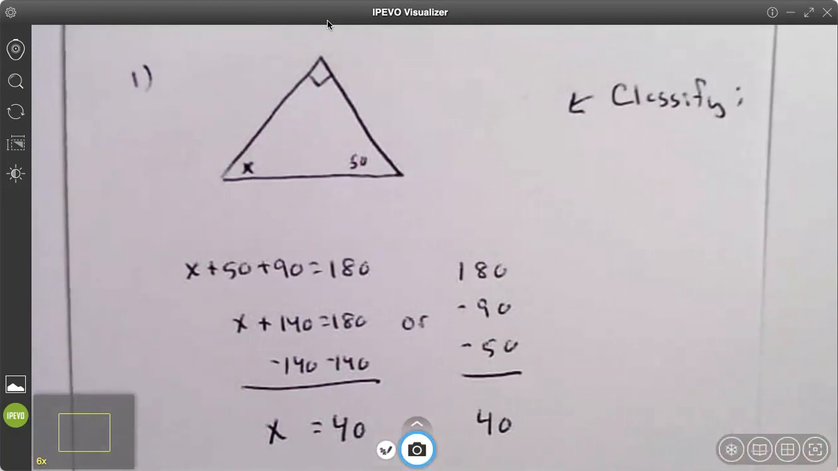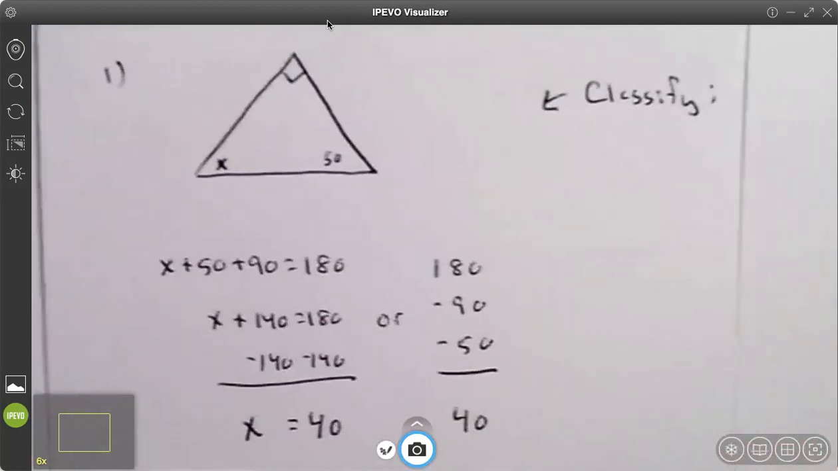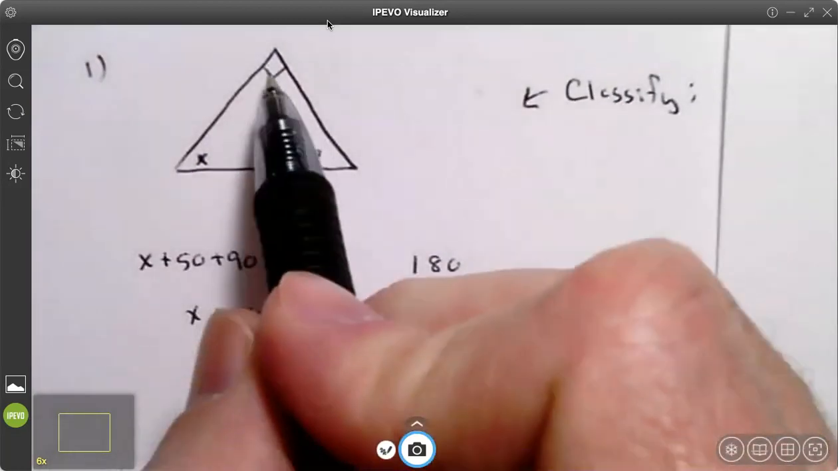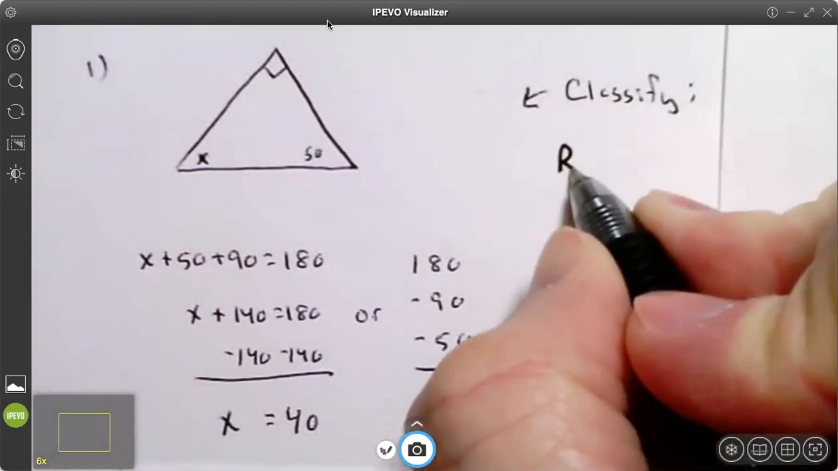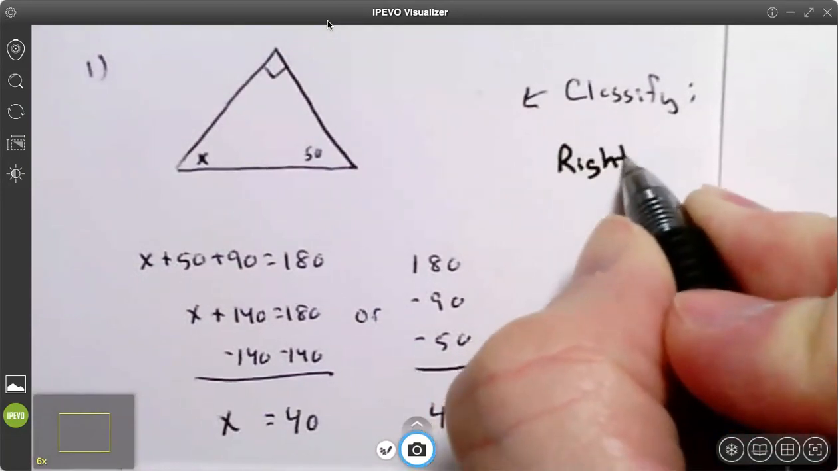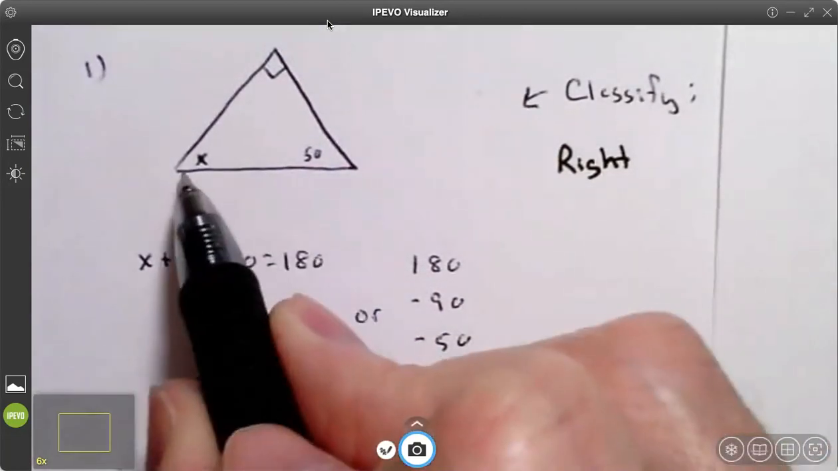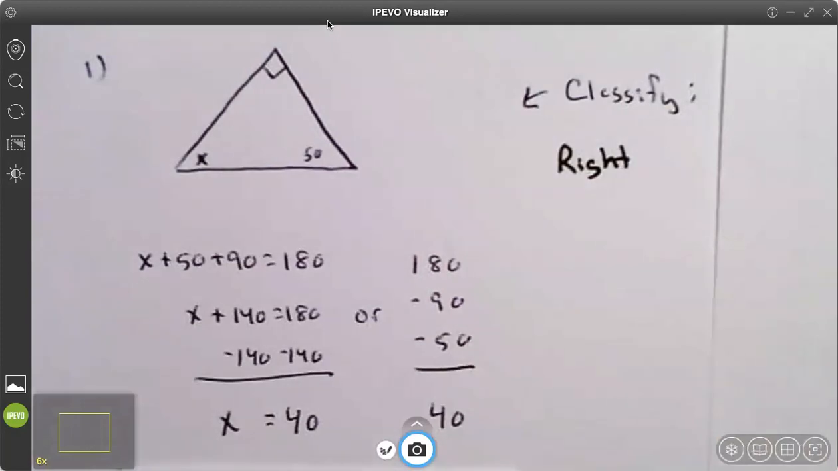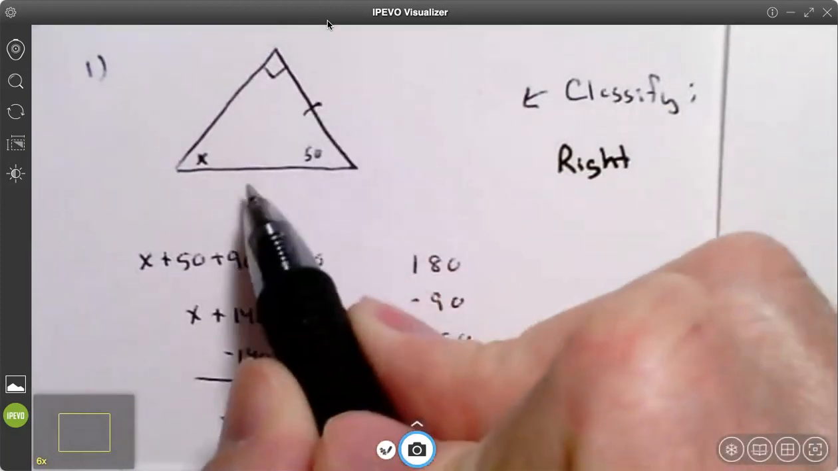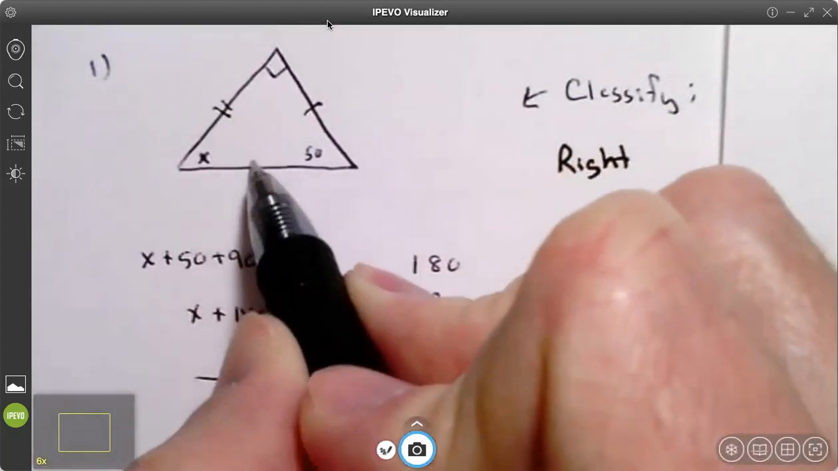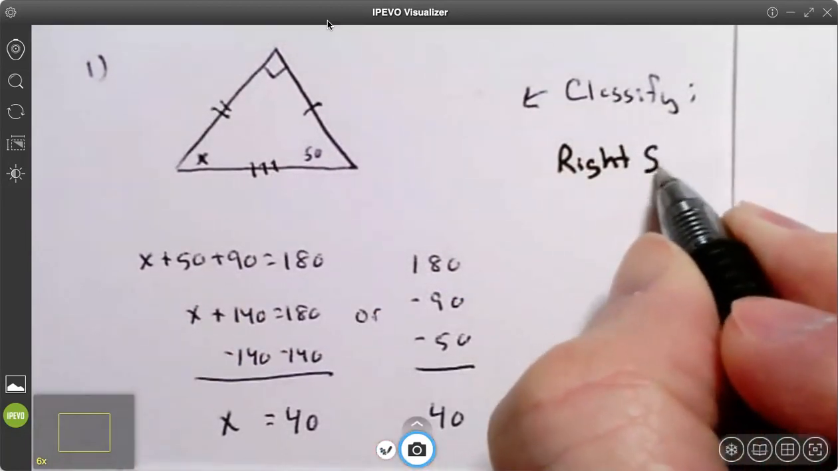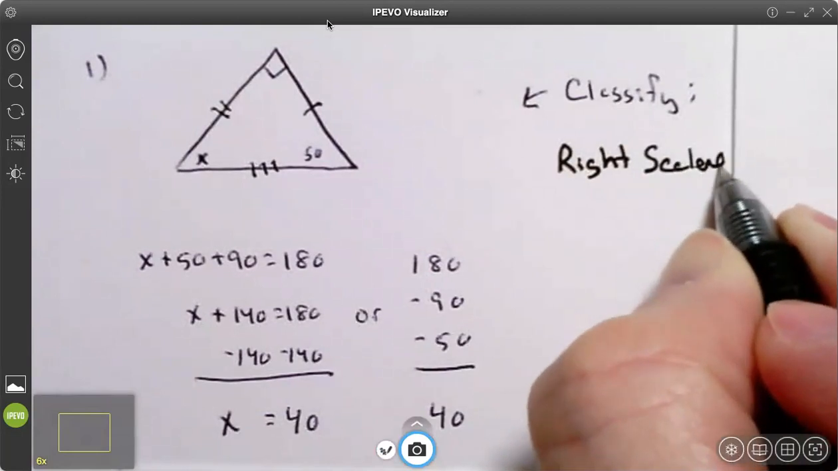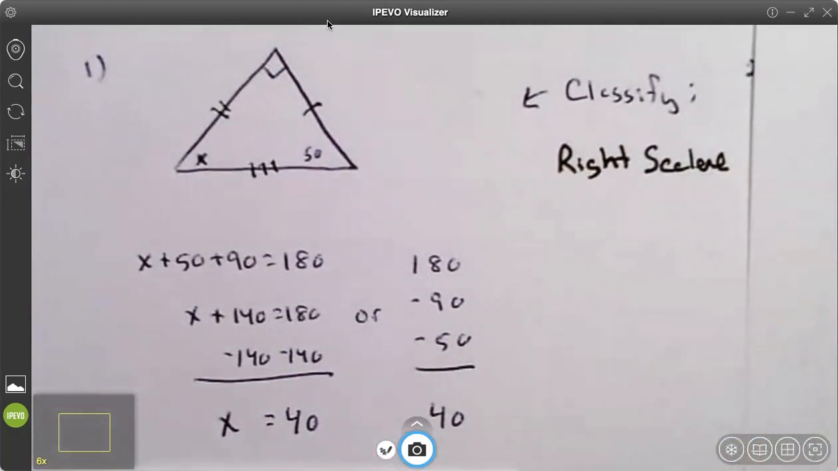We also need to be able to classify triangles. This triangle has a right angle, so that makes it a right triangle. This triangle has four different angle measures. That means I'm going to get four different side measurements. So that makes it scalene. This is a right scalene triangle.